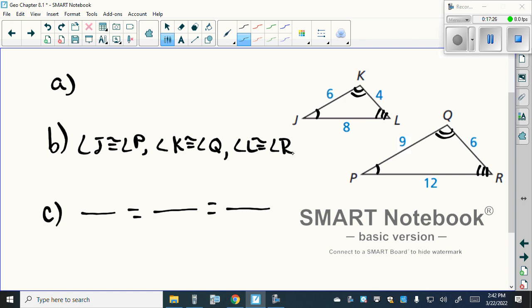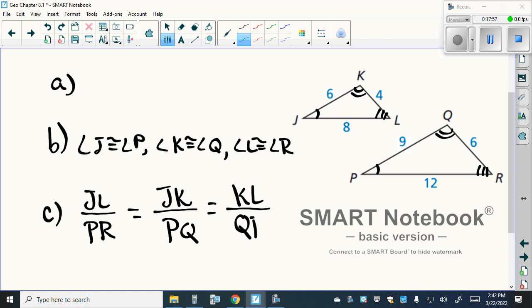Now, what's one of the side lengths we can use for our proportionality statement? JL. And what side length corresponds to it? PR. How about the next one? JK. And lastly, exactly. Now the only thing we're missing is the scale factor, yes?